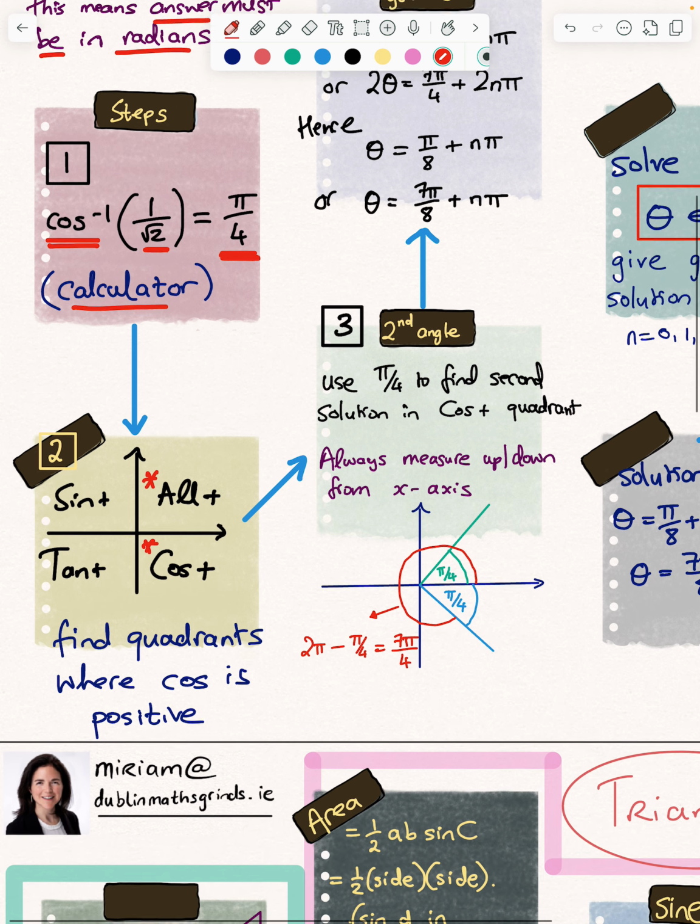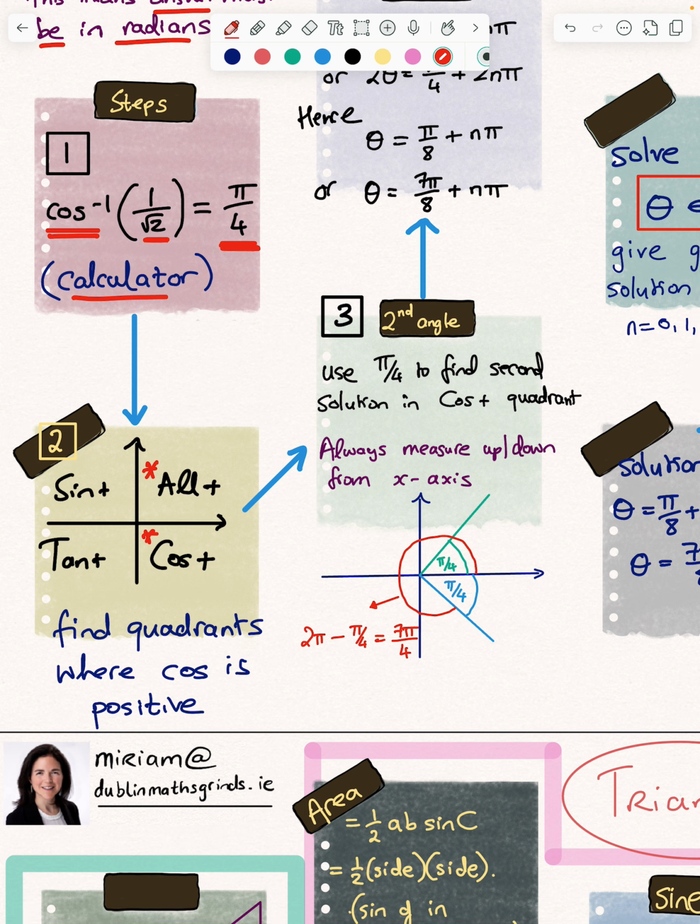Then step 2 is you find the quadrants where cos is positive, because we're trying to solve cos 2 theta equal to 1 over root 2, which is positive. So CAST, this is where cos, all, sine and tan are positive, so we want the bottom right and top right, okay? From there, we find the second angle. So this is step 3 over here.